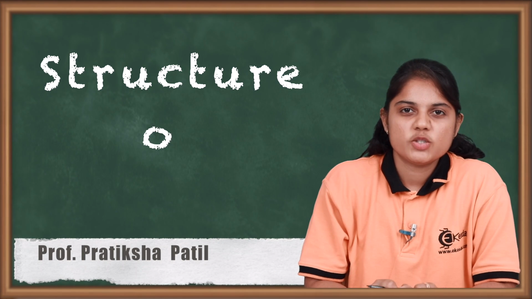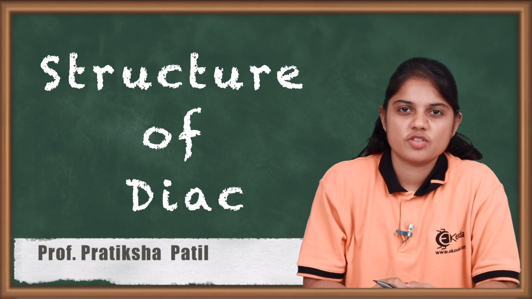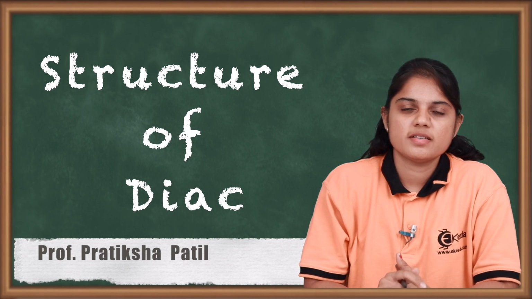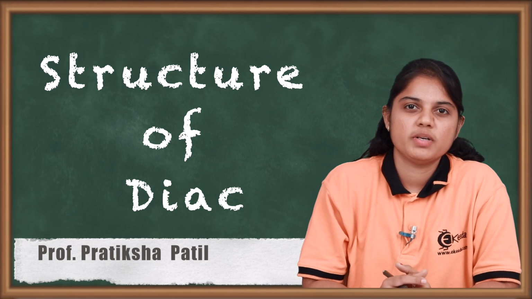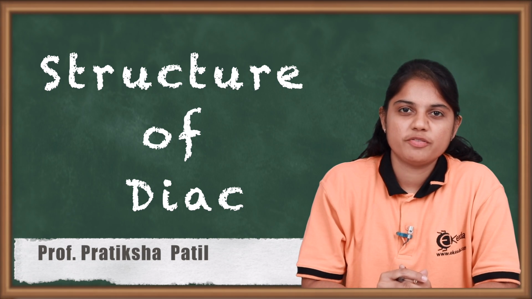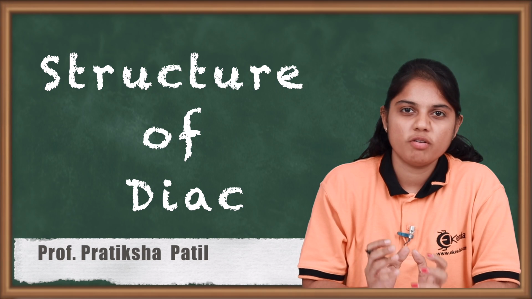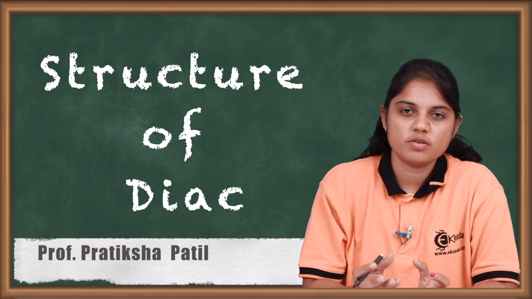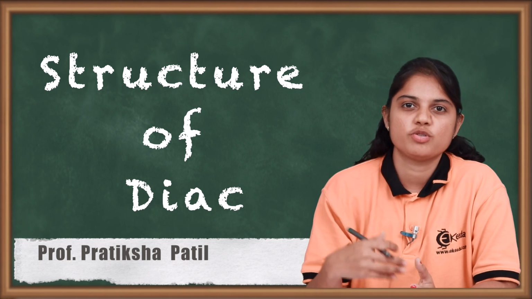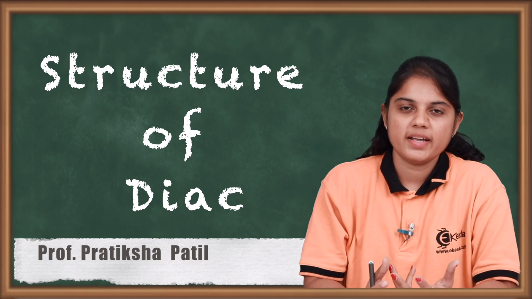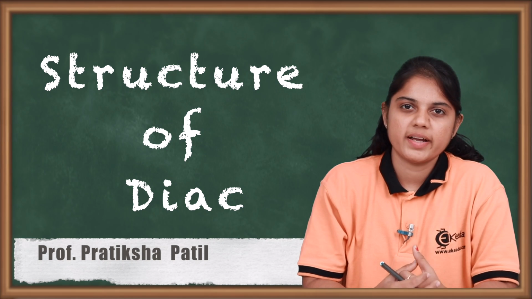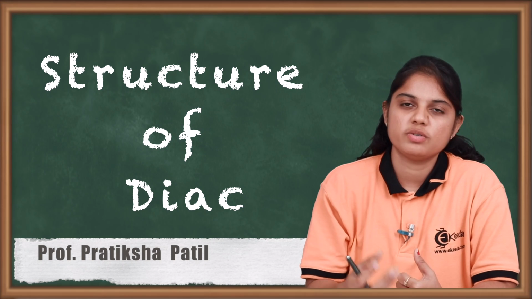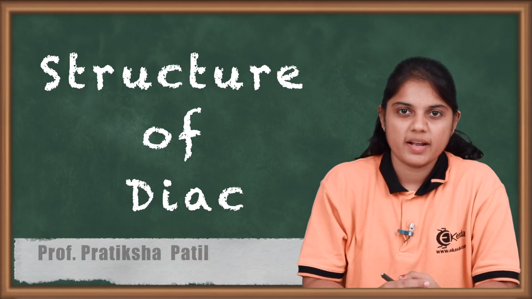Hello friends, in this video we are going to see the construction of a DIAC. DIAC is a similar device as we have studied TRIAC, and TRIAC is similar to an SCR, but the difference is DIAC can always be used with a TRIAC because this is a device which can be used to trigger a TRIAC. Like UJT can be used as a triggering circuit for an SCR, similarly, DIAC can be the circuit which can be used to trigger a TRIAC.